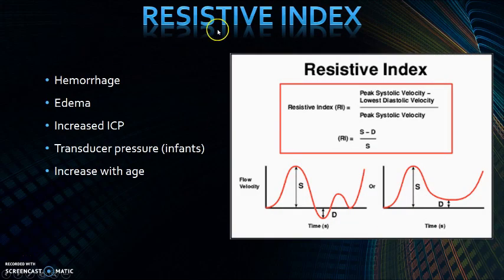As we know, the resistive index is peak systolic velocity minus end diastolic velocity divided by peak systolic velocity. And things that can affect resistive indices are hemorrhage, edema, increased intracranial pressure, and transducer pressure when you're scanning through the anterior fontanelle. If you press down too hard, you can increase the resistance. And these parameters increase normally with age.